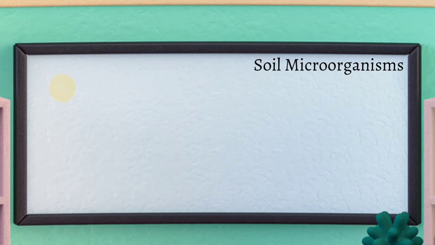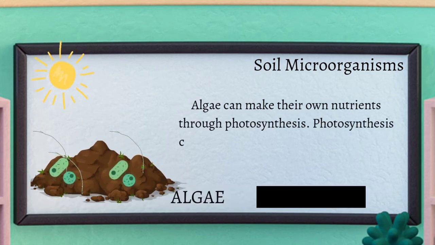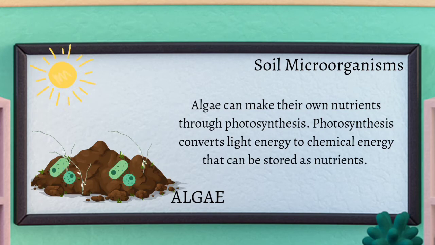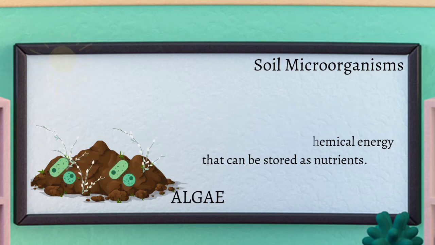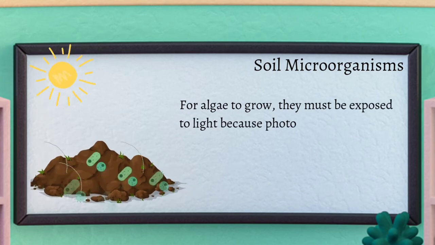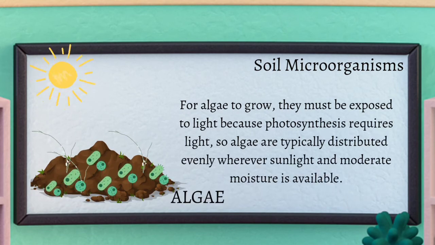Another one we have here is algae. One unique characteristic it has is that it can make its own nutrients through photosynthesis. We all know that photosynthesis converts light energy to chemical energy that can be stored as nutrients. For algae to grow, they must be exposed to light because photosynthesis requires light. So algae are typically distributed evenly wherever sunlight and moderate moisture are available.